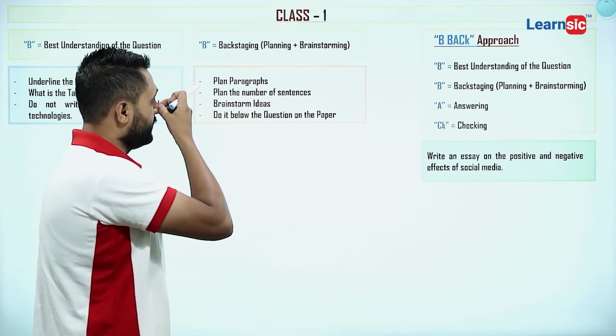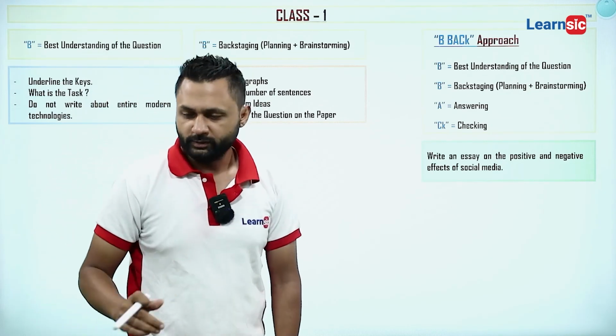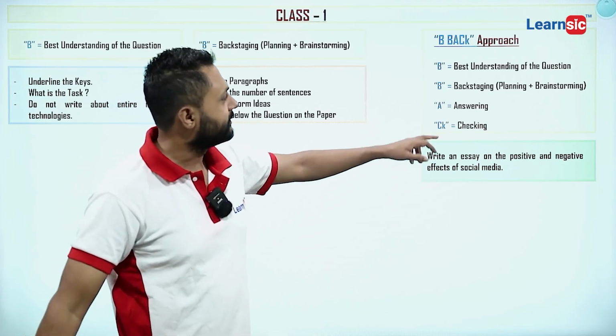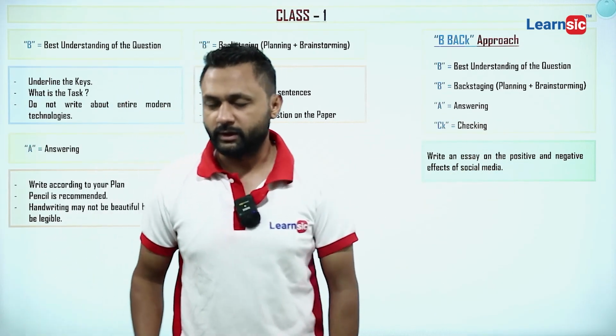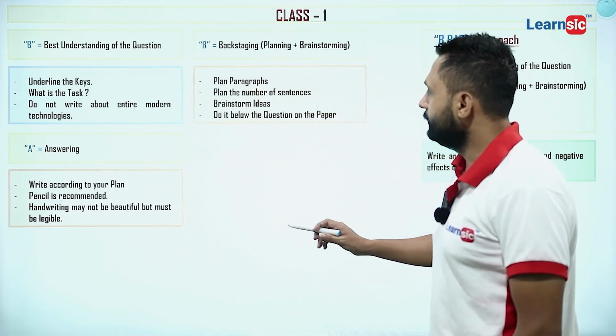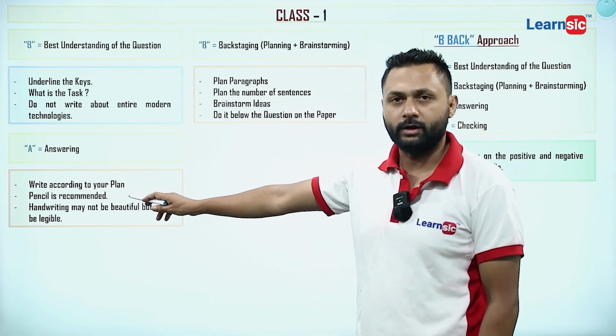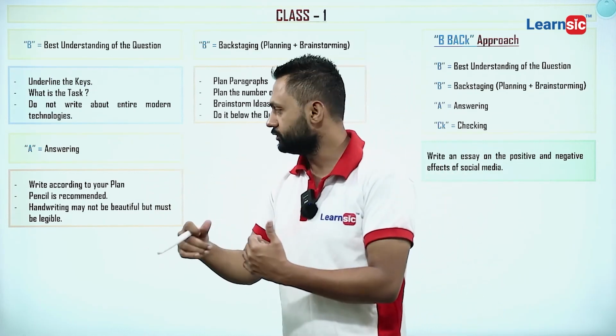So brainstorming ideas, we'll talk about this in class 2, class 3. And the next one is A. A means answering. Now, answering means writing your answers. So, what do you do? Write according to your plan. Okay, you need to write your answer according to your plan.